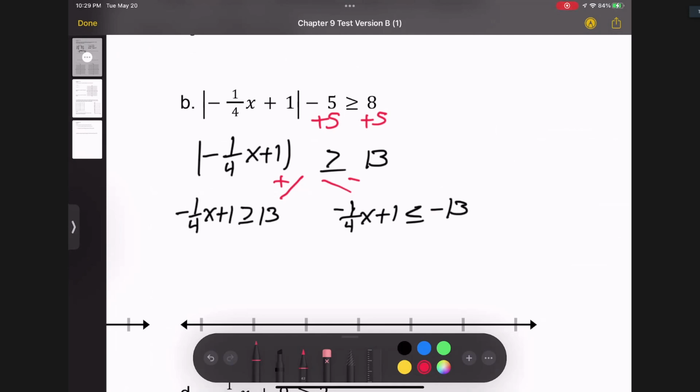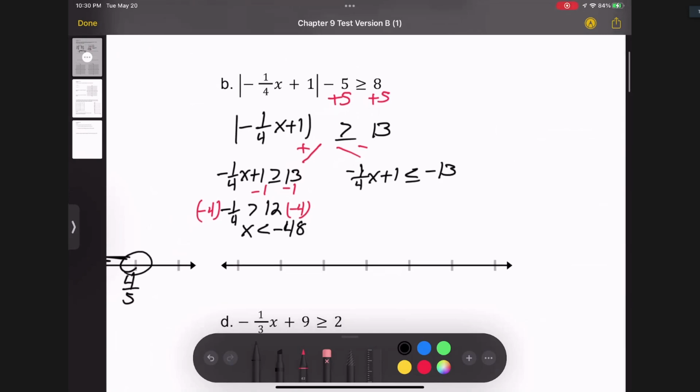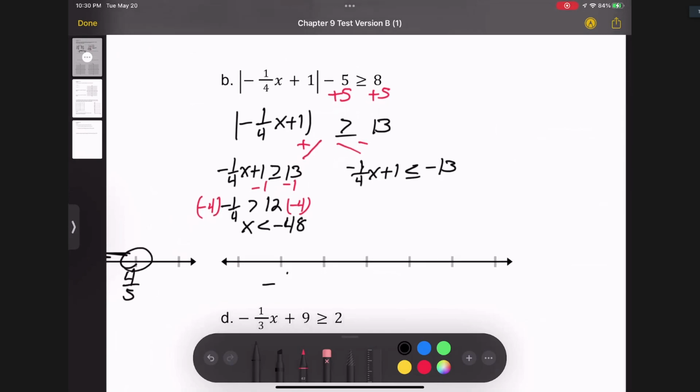Then I'm going to be subtracting 1 on both sides. I will get -1/4 x right here. We got positive 12 right here. Then I'm going to multiply by -4 on both sides. When I multiply on both sides by -4, the inequality switches directions. So this is going to be -48. Just -48 right there.